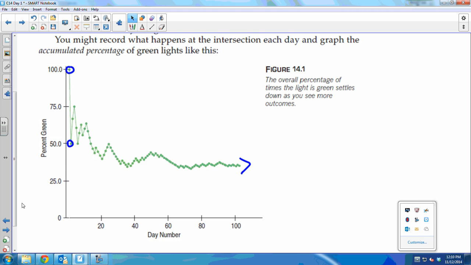The second day, there was a red light. So now the percentage of time that it was green is 50%. Yeah, so we're doing a cumulative percentage. So eventually you can see it starts evening out, right? So that's what's happening with probability.